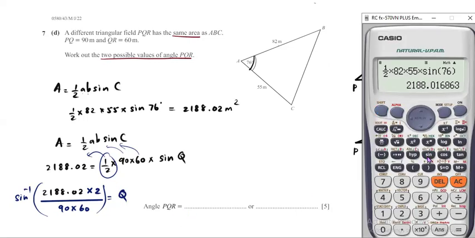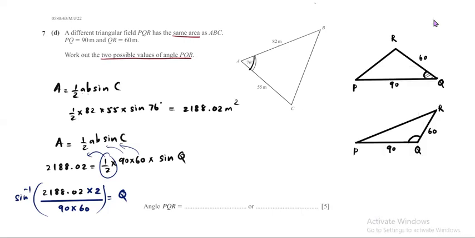So now I'm going to put this in the calculator and see what we get. I have inverse sine, and I'm going to put it in as a fraction: 2188.02 times 2, and then 90 times 60, and I'm going to close the brackets here. So that is equal to 54.13, correct to 2 decimal places. So 54.13 is one of the values for this angle, which is PQR.